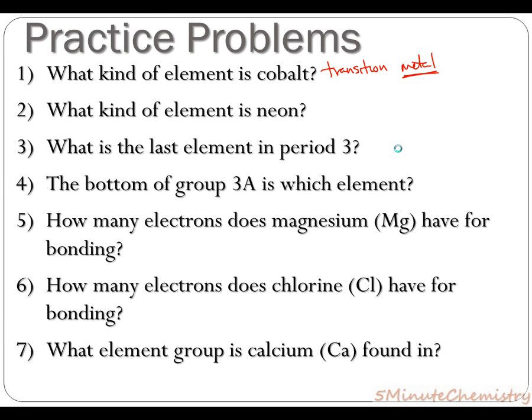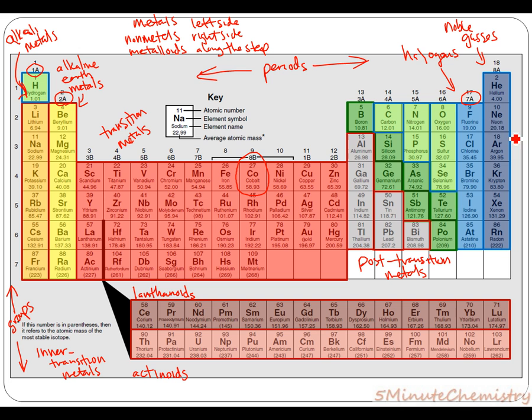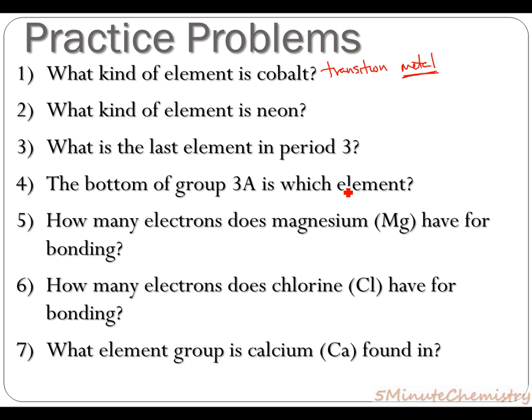Next, what kind of element is neon? So we find neon here in the table, and you see that neon, outlined in blue, means it is a nonmetal. Specifically, it is a noble gas. So neon is a nonmetal, specifically a noble gas.